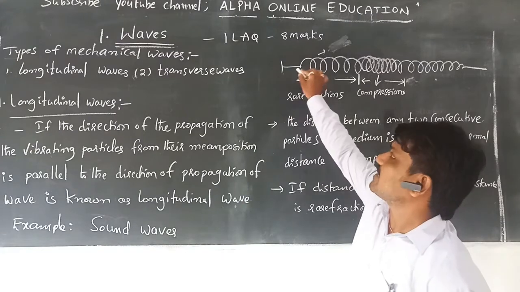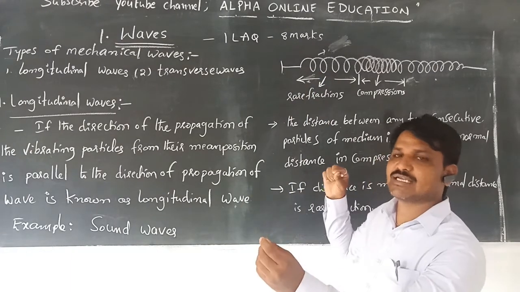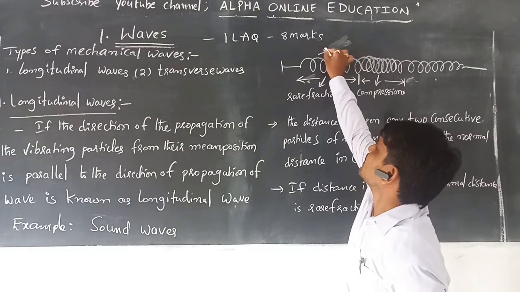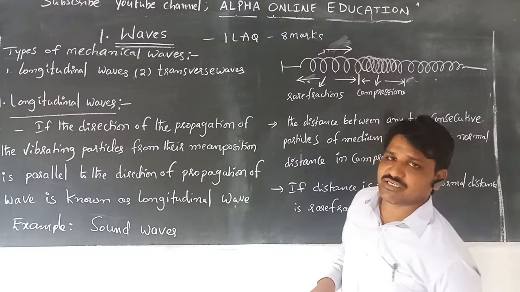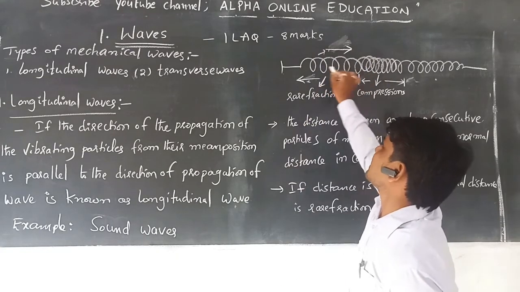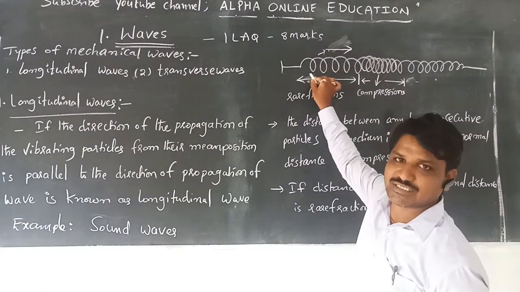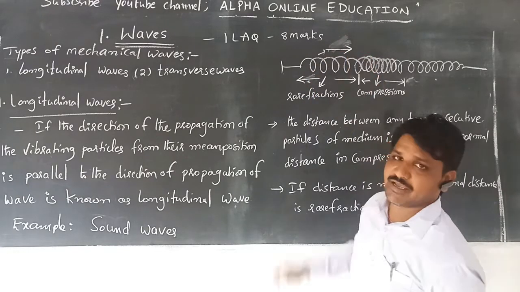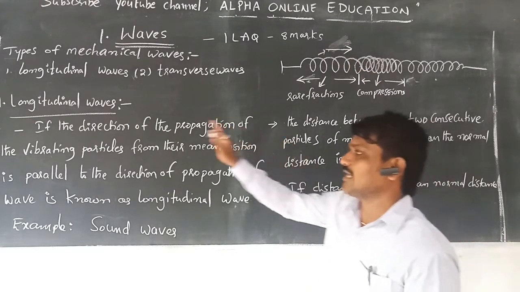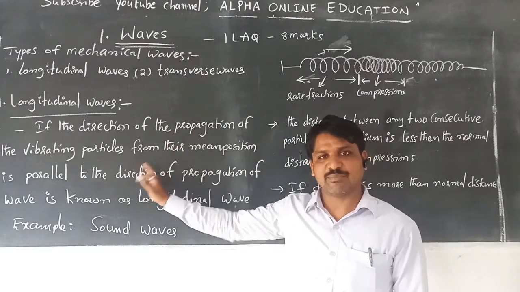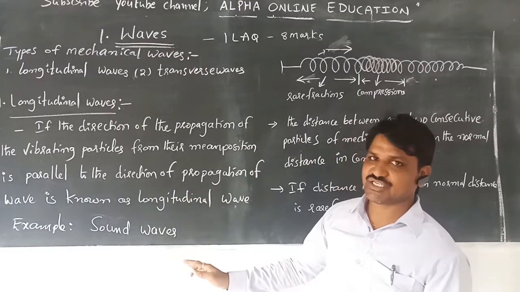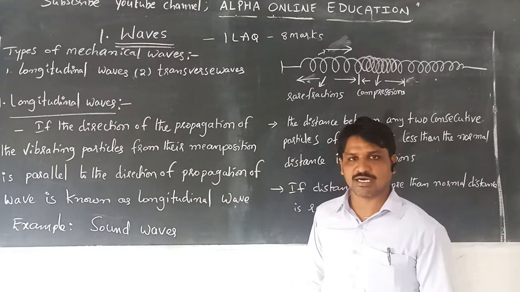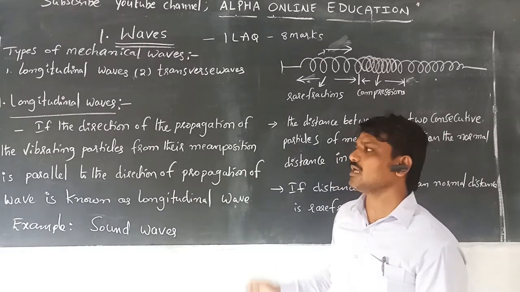If we take a spring, expand it and release it, it starts oscillating. The wave travels in this direction, and the constituent particles of the spring also move parallel to the direction of the wave. So the direction of vibration of the particles about their mean position is parallel to the direction of propagation of the wave, and this is called a longitudinal wave.